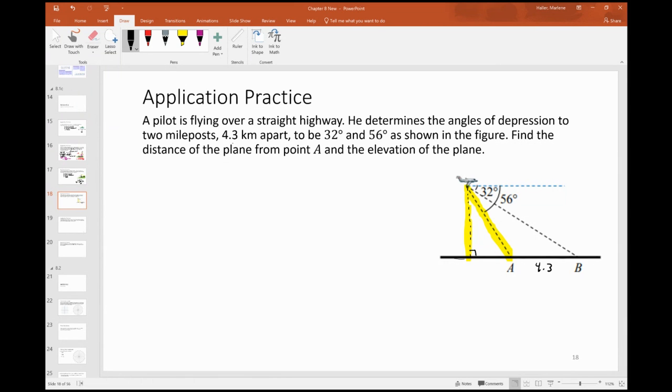Right away, since this is a right angle here, I can see that this angle here is complementary with this 56-degree angle. So this angle here is 90 minus 56, which is 34 degrees.